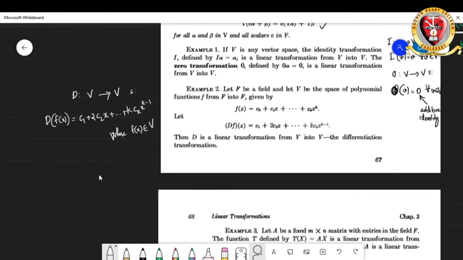So what should you do? You should take one polynomial f1 of x, another polynomial f2 of x. Call f1 of x as c0 plus c1x plus etc plus ck x raised to k, and for f2 of x call it d0 plus d1x plus etc plus dl x raised to l. Then prove that.